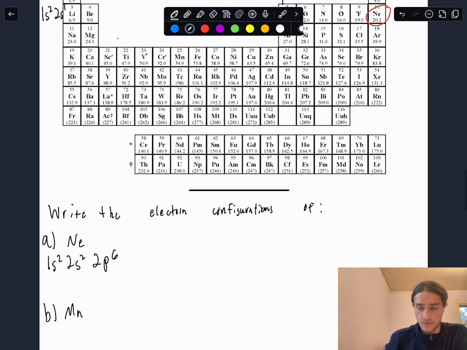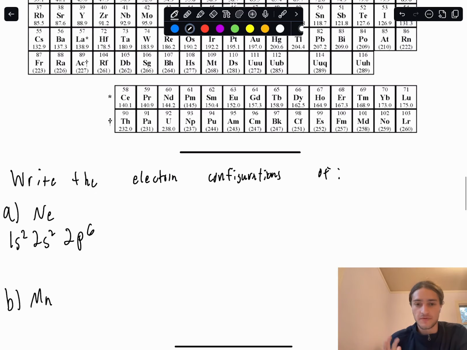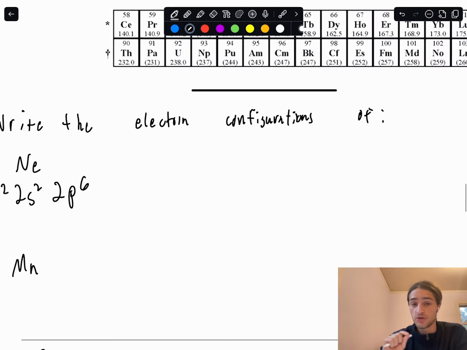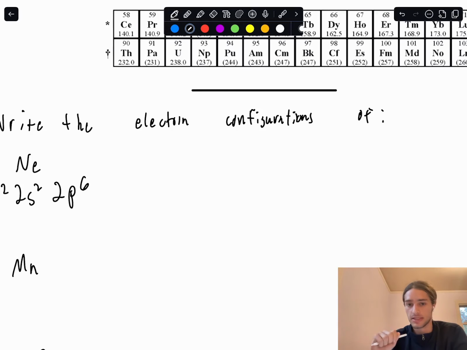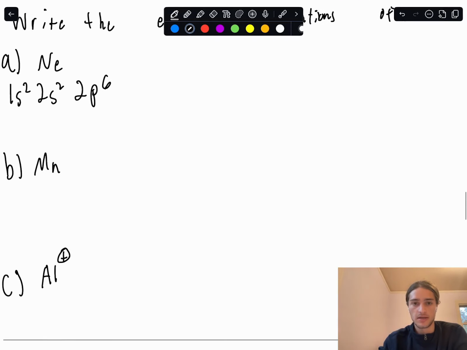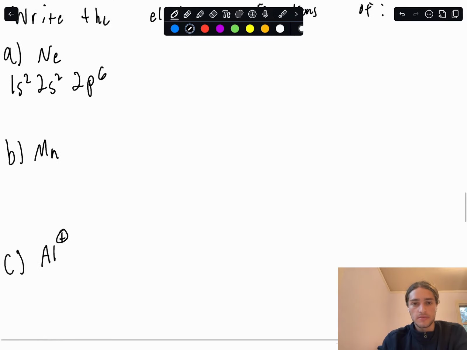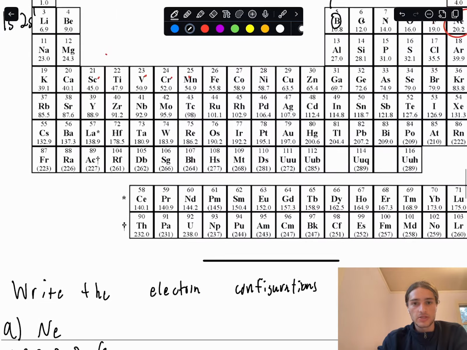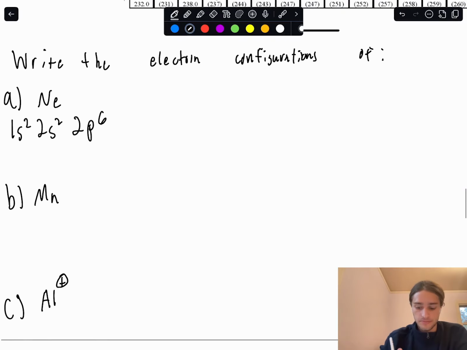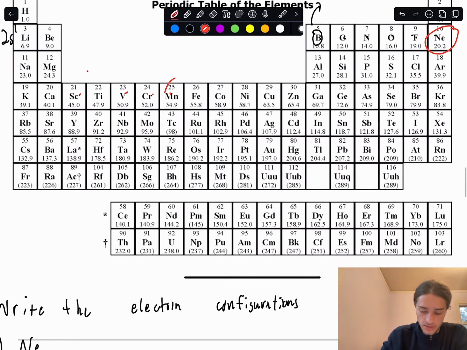Okay. And remember, I just want to point out again, because I do feel like conceptually it's really good to remind yourself, this 2p6, it's not like we have 6 electrons in a p orbital, right? We actually have 3 p orbitals, the px, py, pz, with 2 electrons each. Okay. Now let's try manganese, which is right here in the periodic table.